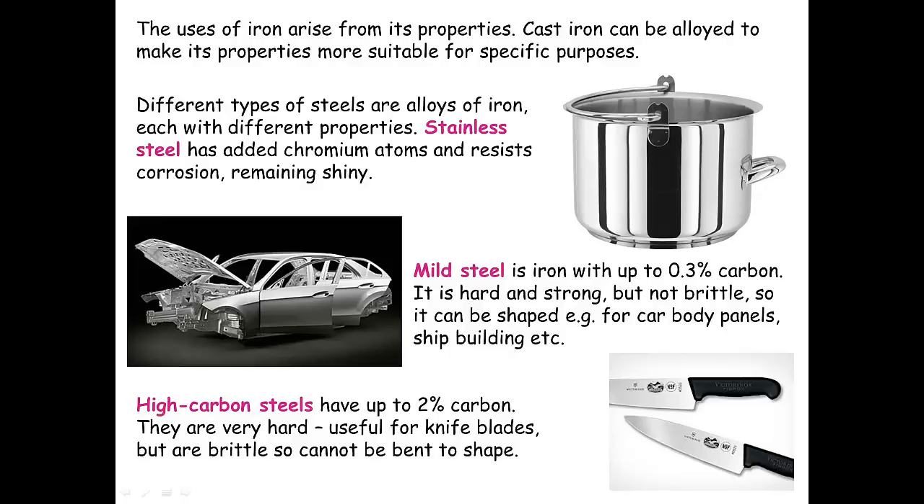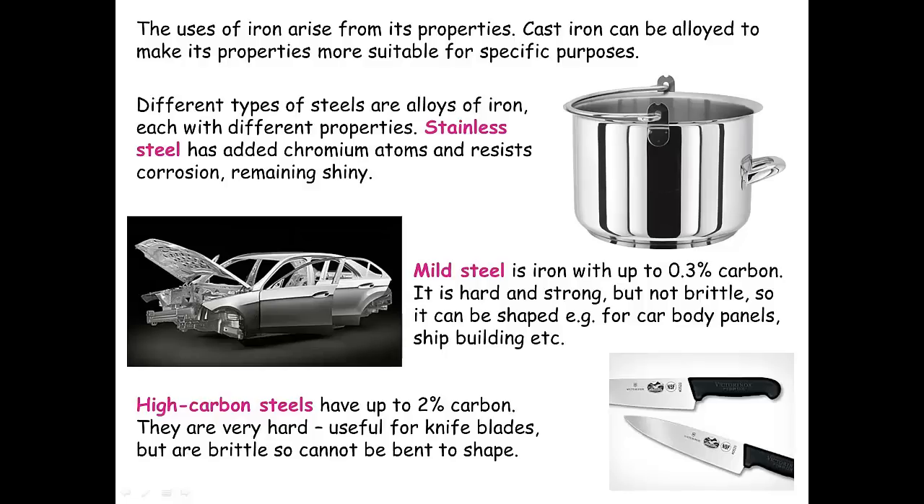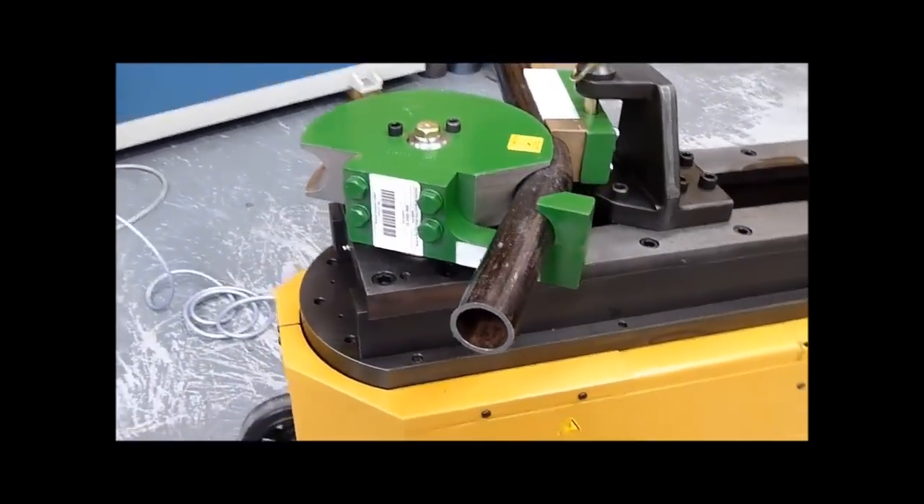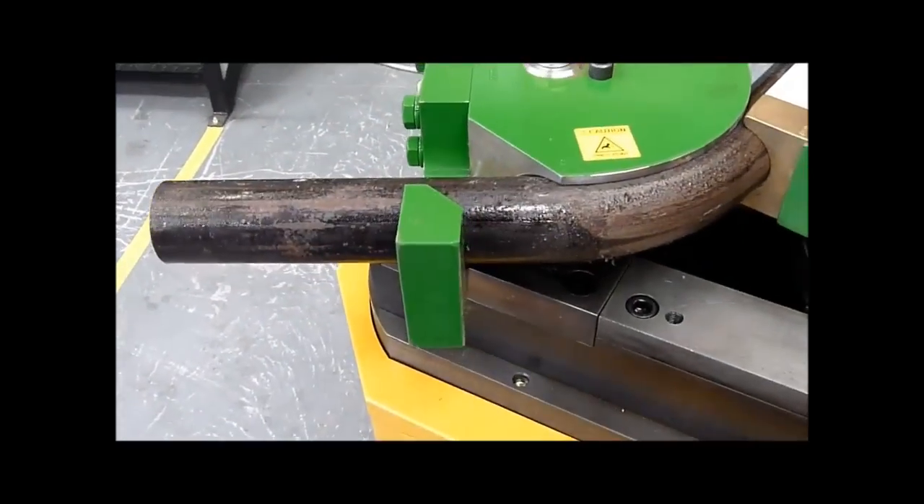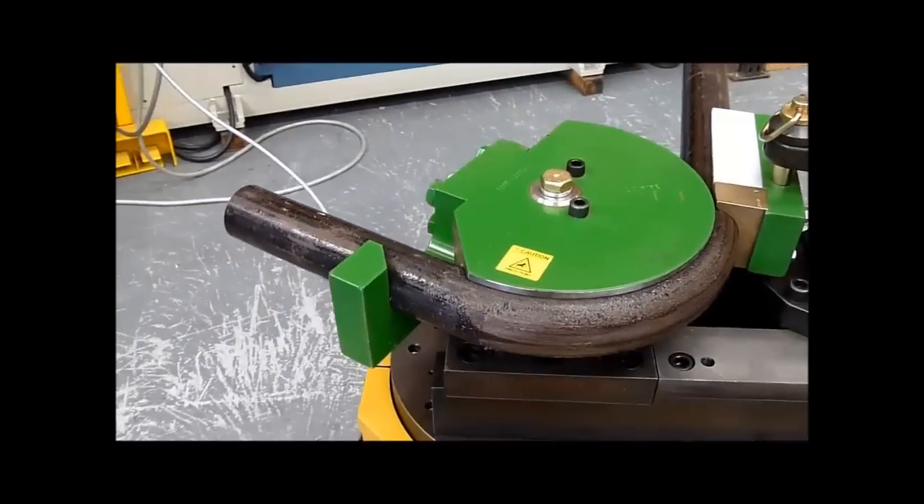The first alloy is stainless steel, which contains chromium atoms. The new properties of this alloy are that it is corrosion resistant and remains shiny. It's often used for things such as cookware or cutlery. The second alloy is mild steel, which contains a small percentage of carbon. It's hard and strong, it isn't brittle, and it can be shaped very easily, and therefore it is often used in car body panels or building large ships, etc.